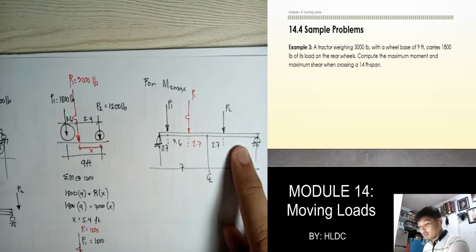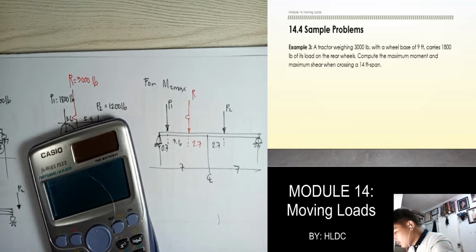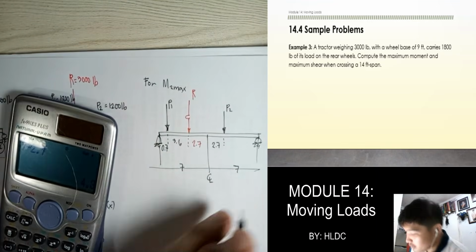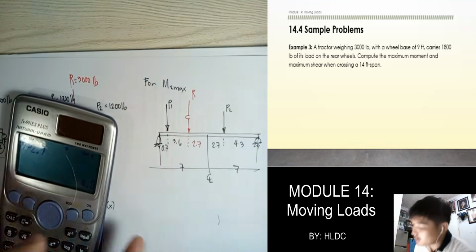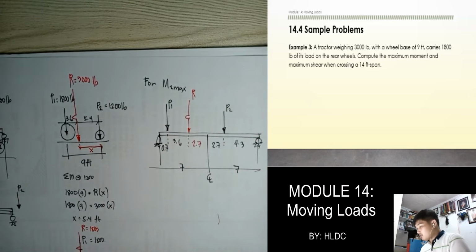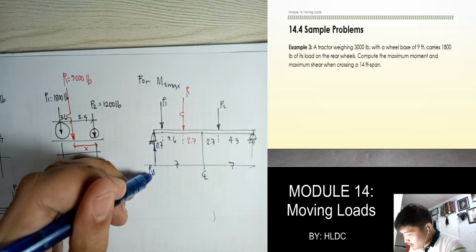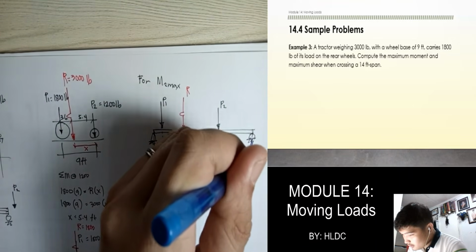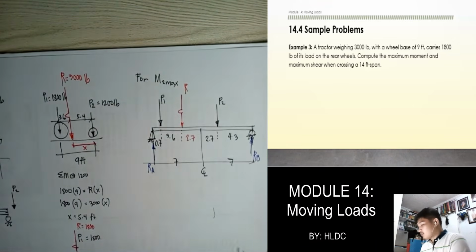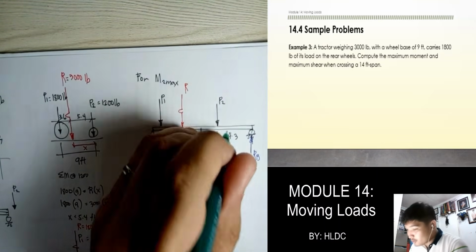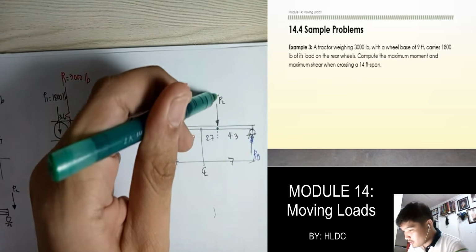So, ilan to dito, class? So, 7 minus 2.7, so this one is 4.3. Okay, so kukunin natin yung mga reaction, RA, RB. So, ang gagawin natin, di ba, kukunin natin yung moment under dun sa load 2. So, ngayon, kakat natin yan.